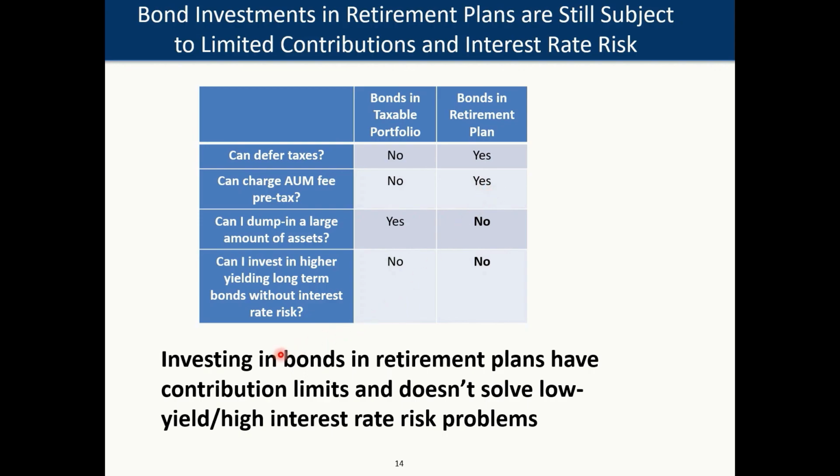However, as we talked about, investing in bonds in a retirement plan doesn't solve the problem of low yield, high interest rate risk, or credit risk. And it doesn't solve the problem that high net worth clients have contribution limits. So they're limited in moving assets over into this retirement plan where they get tax advantaged benefits.